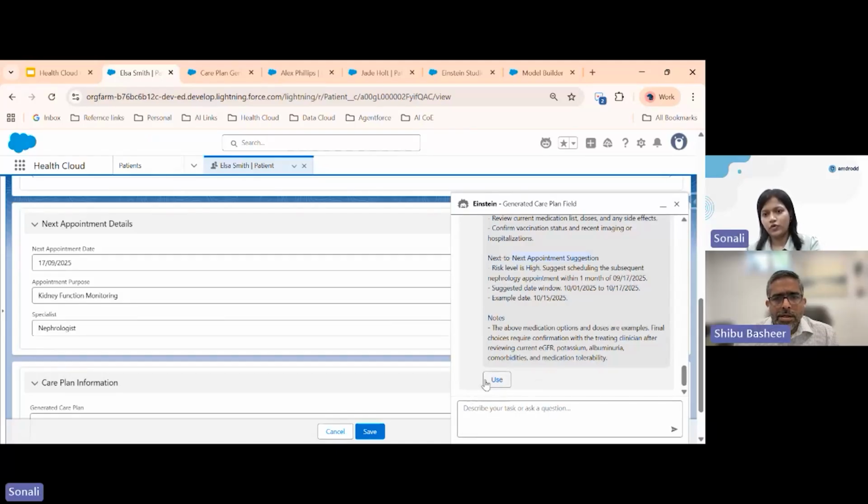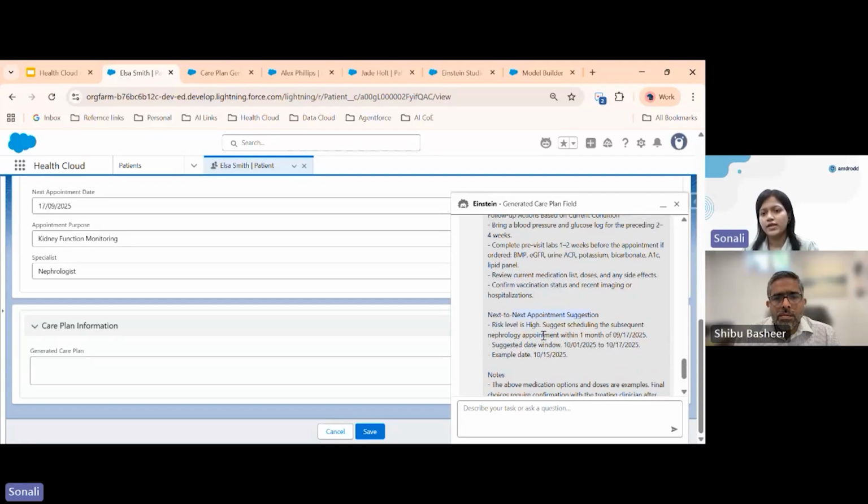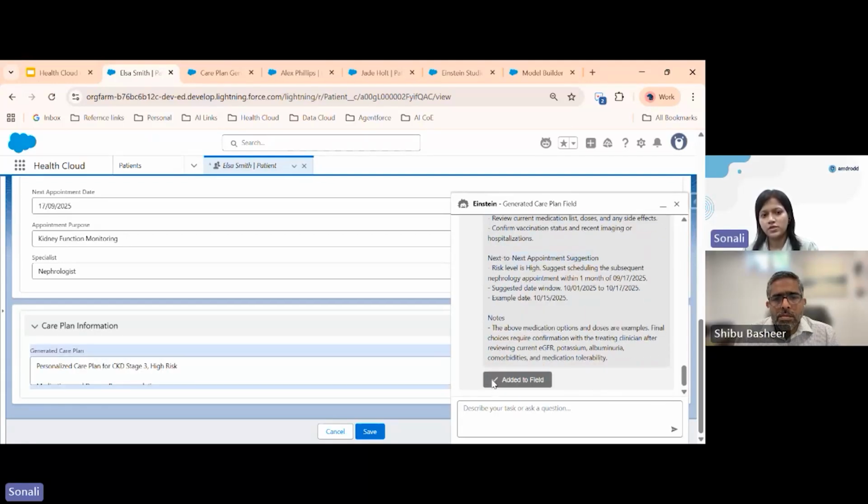Okay. And this suggested care plan, can it be attached to the patient record, or do you have to copy paste it? No, if you see this, let us say I'm happy with this plan, I can simply use it. So it got added here, and I just save this record. If I'm not happy, I can actually talk to this bot here and say, suggest me another specialist.